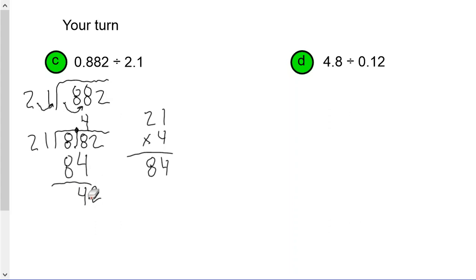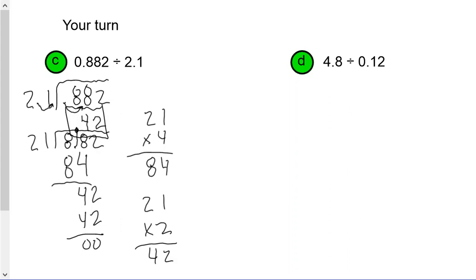And now we know we can divide. How many times does 21 go into 42? Well, 20 times 2 is 40, plus those singles would be 2. So 42, 21 times 2 is 2 and 4. Alright, so there's our answer. 0.882 divided by 2.1 is 0.42.